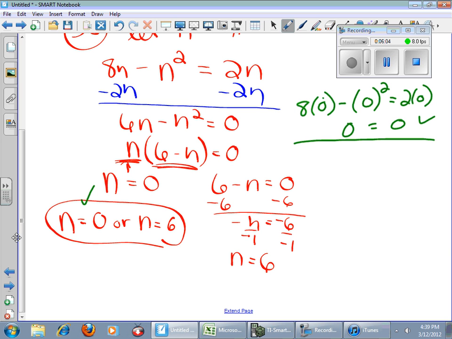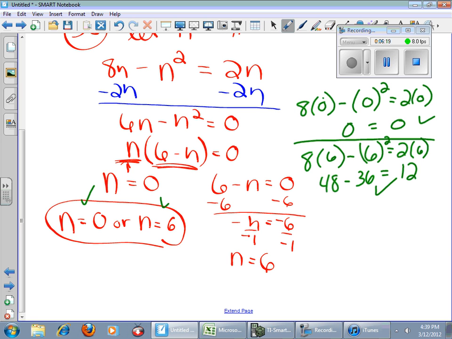Then I'm going to test it with 6. 8 times 6 minus 6 squared equals 2 times 6. Well, that's 48 minus 36. And that's 12. Is 48 minus 36 12? It sure is. There you go. There's your two solutions. All right, real quick video.